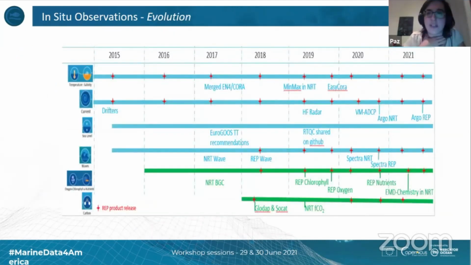In this slide, I basically wanted to showcase the evolution of the different products per topic. I'm not going to talk about all of this because it started in 2015. I just wanted to mention the ones that occurred in 2021, which were the inclusion in the current reprocessed product of the current derived from Argo floats, and the inclusion in the near real-time products of the Monet chemistry data.